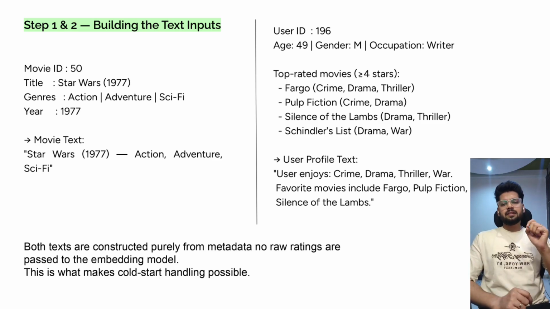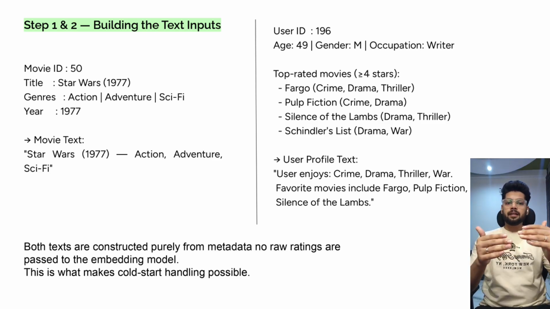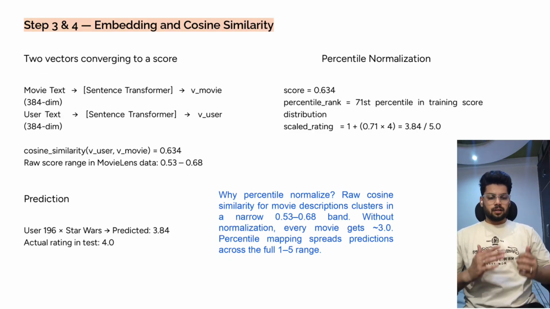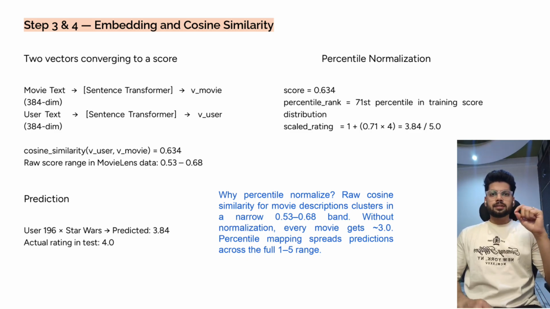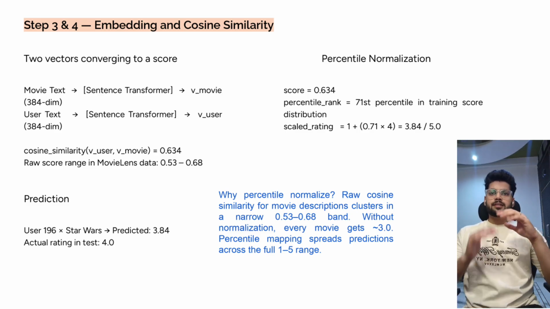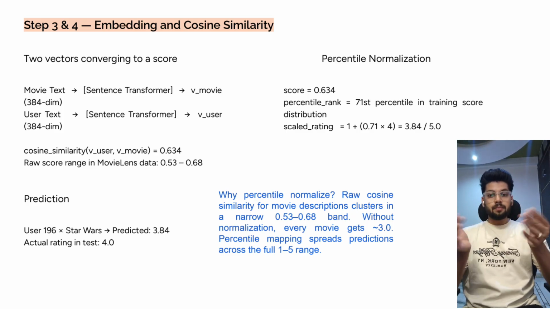The main thing to notice here is that we are not giving the LLM the raw ratings. We are giving it the semantic meaning of what the user likes. This is what allows us to handle cold start users as well. Both text strings go to the sentence transformer, and we get the 384-dimensional embedding vector I mentioned. Now we compute the similarity score between the user 196 vector and the Star Wars movie vector, and we get a score of approximately 0.634.